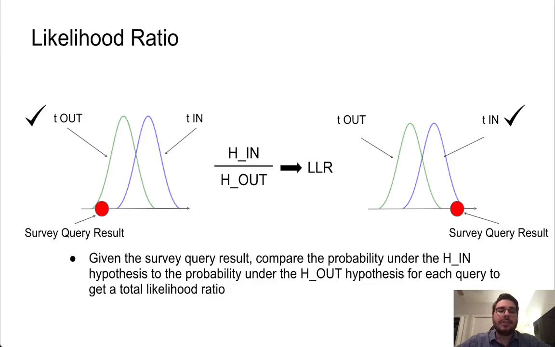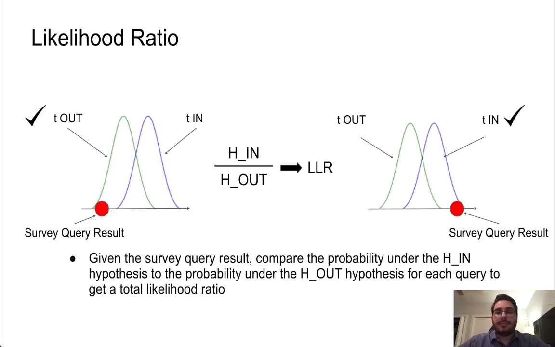We have two attacks that actually perform membership inference. The first is a likelihood ratio attack that uses the probability distributions gathered from the auxiliary dataset that we talked about in the last slide and compares it with the survey query result to get the probability of the survey query result under both hypotheses, that the target is out or the target is in. These probabilities are combined to create a likelihood ratio that the target is actually in this query.